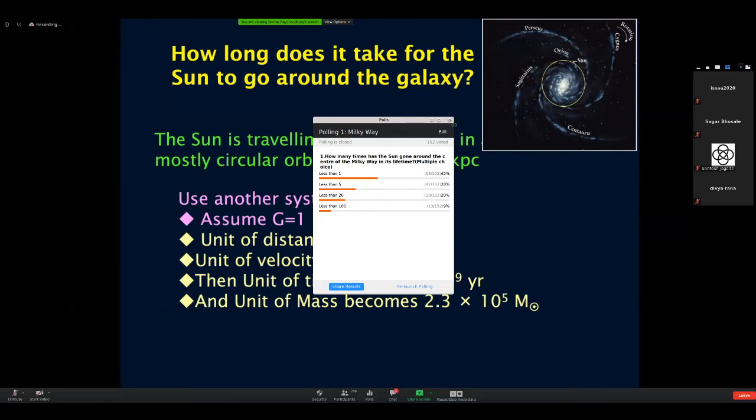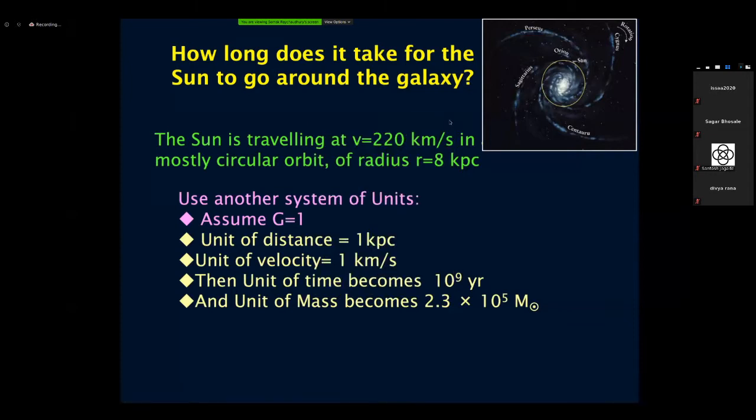It turns out that if I put G equals 1, the unit of distance as a kiloparsec and the unit of velocity as a kilometer per second, my unit of time becomes very close to a gigayear, 10 to the power 9 years. That's very convenient. It's actually 0.97 times 10 to the 9 years. But in astronomy, that approximation is okay. The price I pay is that I have a very odd unit of mass, 2.3 times 10 to the 5. I'm not using mass here. So just look at what we have to do here.